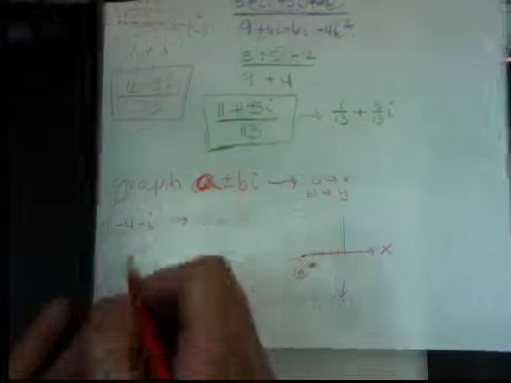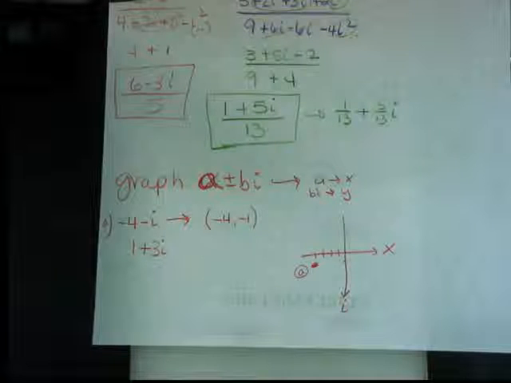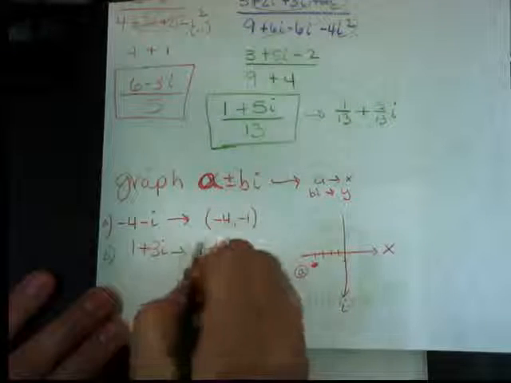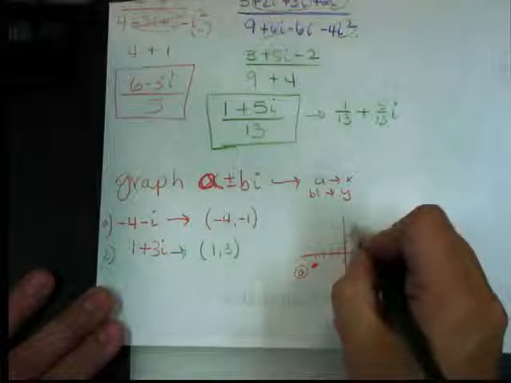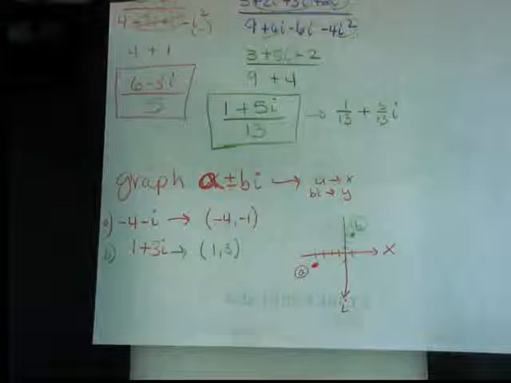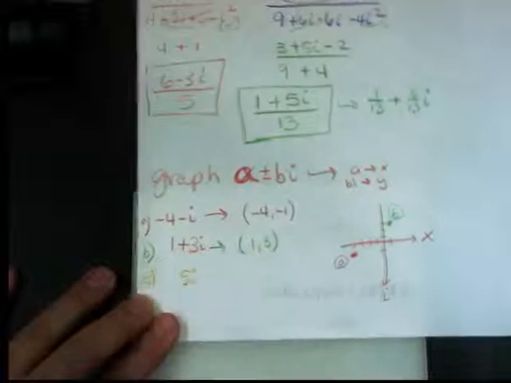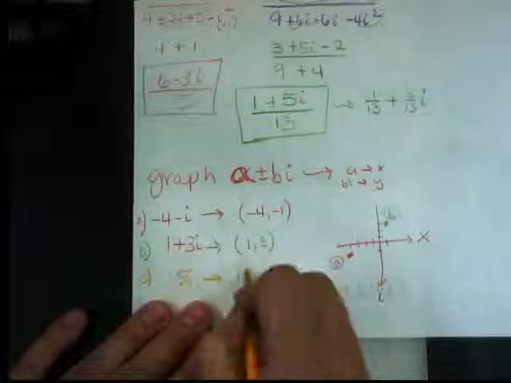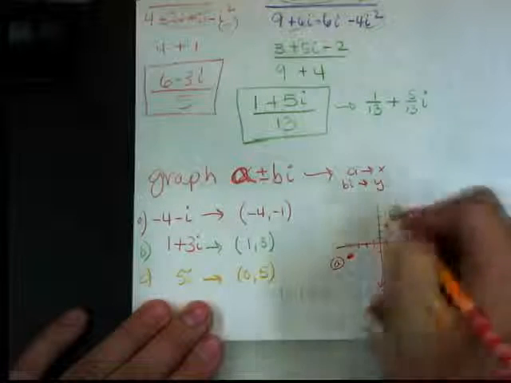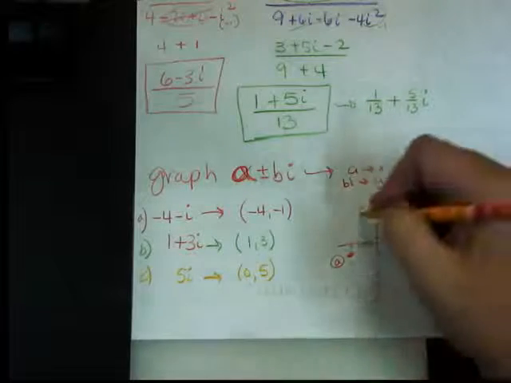So let's try that again. What about 1 plus 3i? The ordered pair would just be 1, 3. And there you would graph it. If I just gave you 5i, the part that's in the real or the x location, hopefully you know it as 0. And you would label it as such.